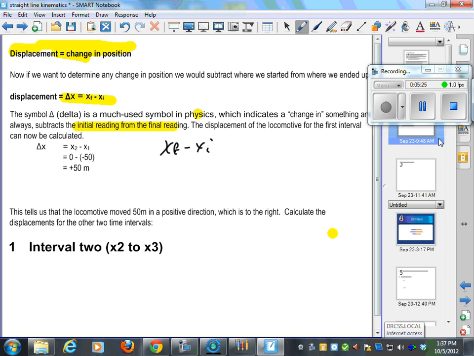Okay, so my question to you is going to be, can you tell me what the displacement is between x2 and x3? With your clicker, please answer.